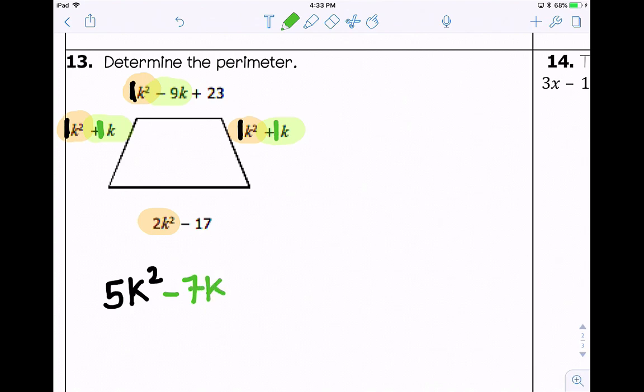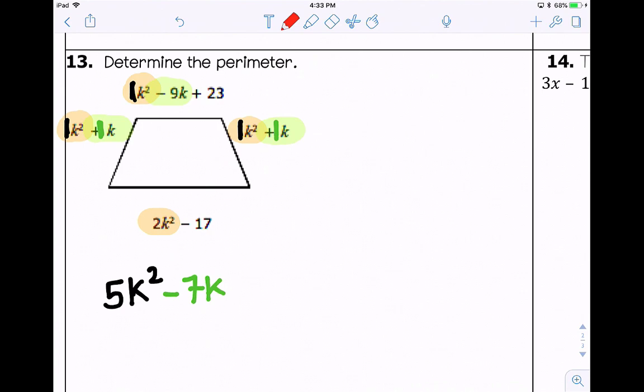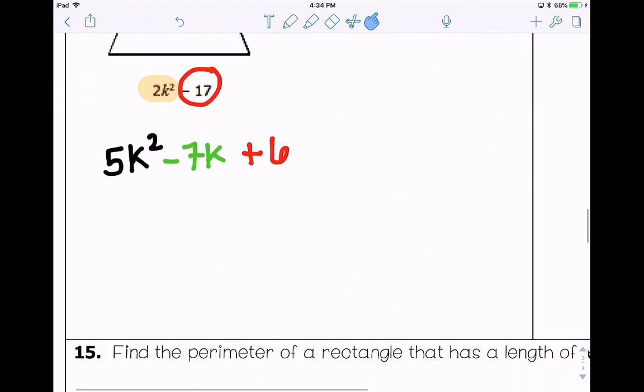And then the very last piece is to combine the constants. So our constants here, hopefully you already know what they are. The constants here are a positive 23 and a negative 17. They don't have any variable. So 23 essentially minus 17 is going to be positive 6. So 23 minus 17 will be positive 6. So our final answer for the perimeter of this trapezoid would be 5k squared minus 7k plus 6.